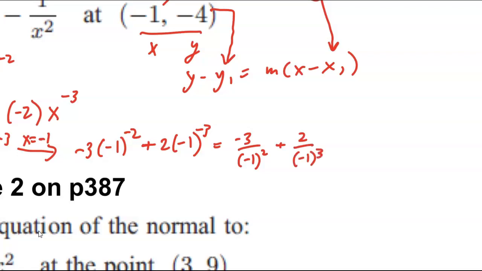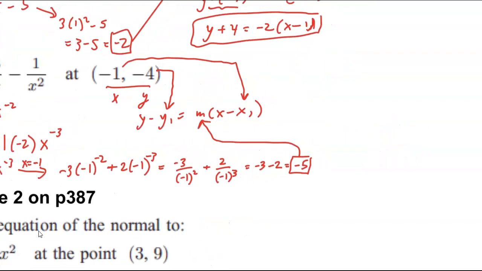See what I did there? I just took the negative exponents and made them into positive exponents by putting them in the denominator. The first term is -3 because the bottom of -1 squared disappears, it's just 1. The second one becomes -2 because -1 cubed is -1, so 2 divided by -1 is -2. So our slope value is -5.